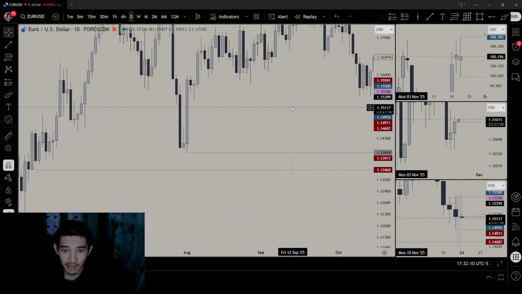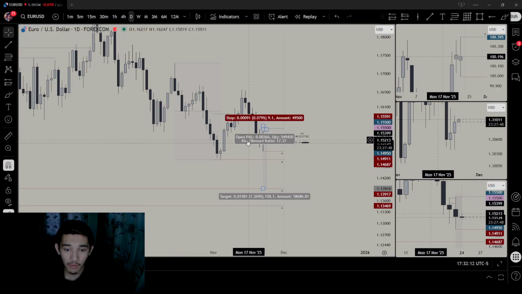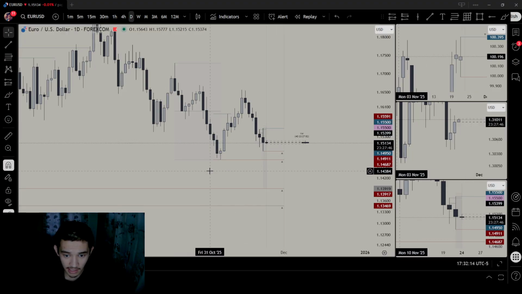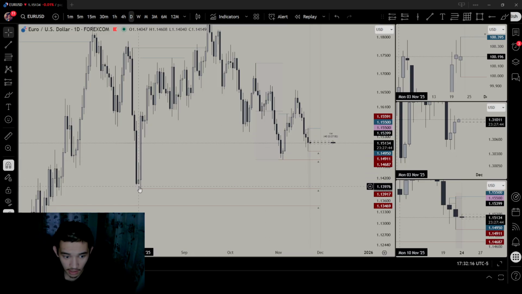The retracement only makes sense when it's relatively far away from the target. In this case, the target is not that far, right? We're relatively near this target, and we're actually near this target also, so it's not that far.